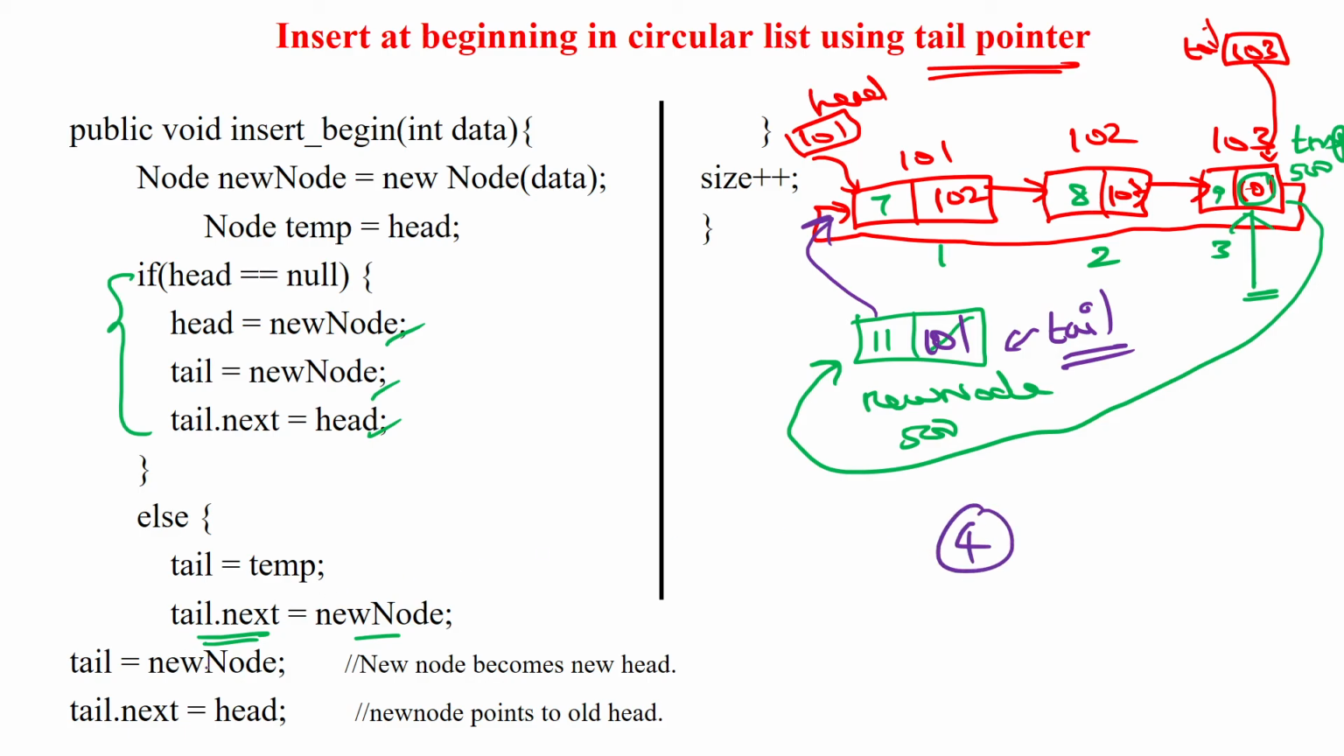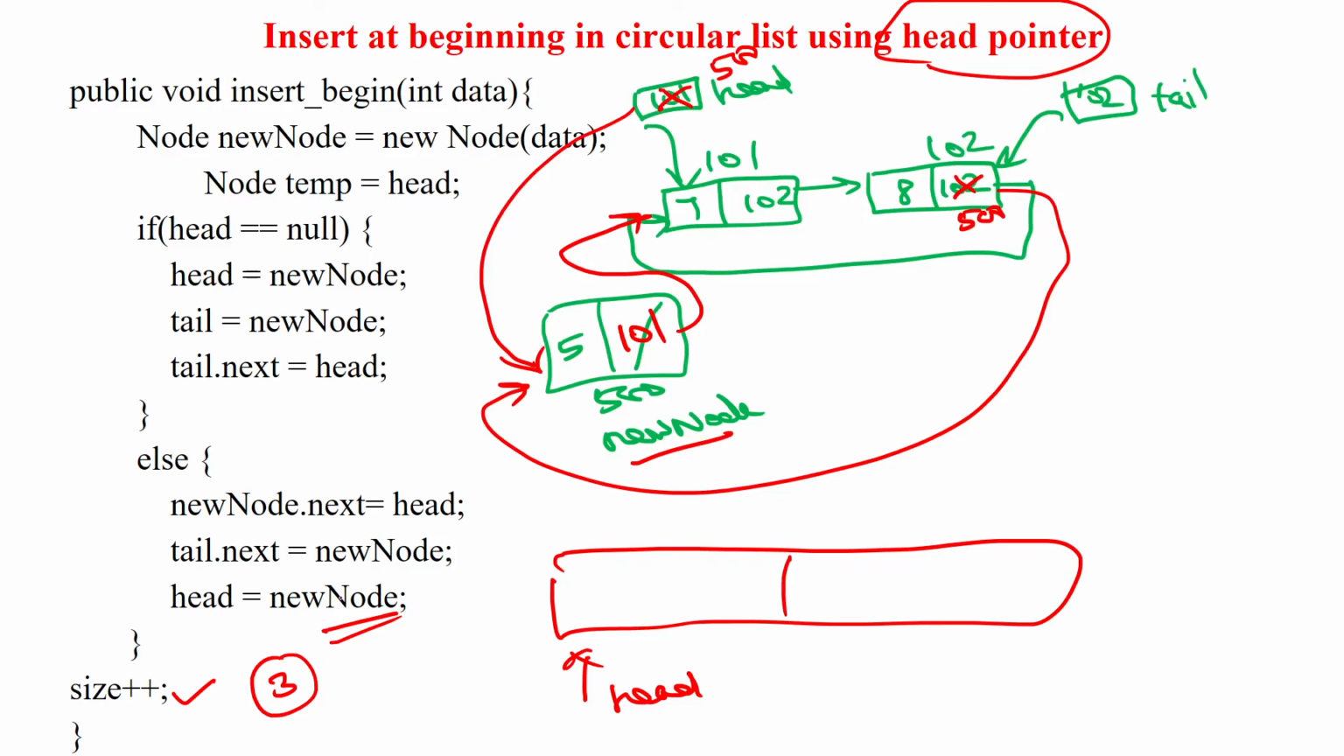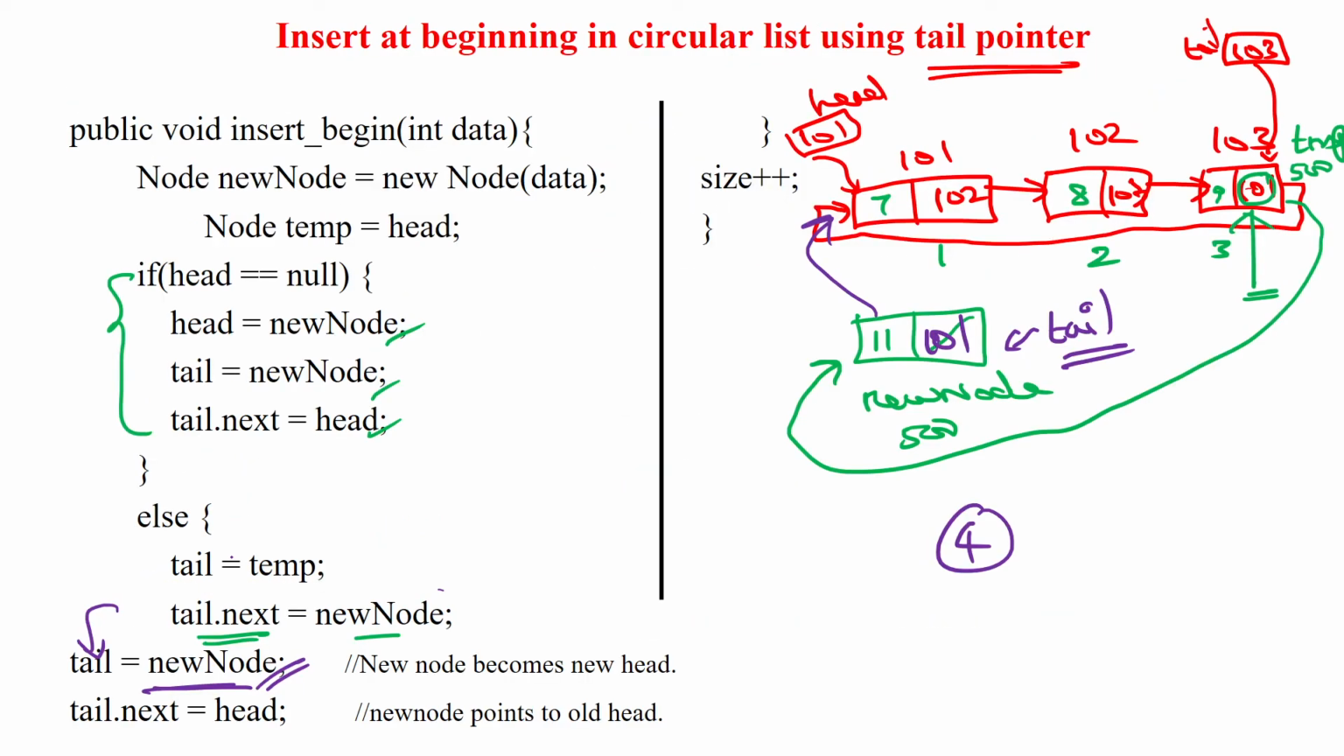Here you should remember we are using the tail pointer to access the list. That's why we are assigning the new node to the tail pointer. But in the previous case we assigned the new node as the head. You look at here, the new node is the head. So we can represent the circular linked list using two cases: one is using the tail pointer and another is the head pointer, at the front of the node.